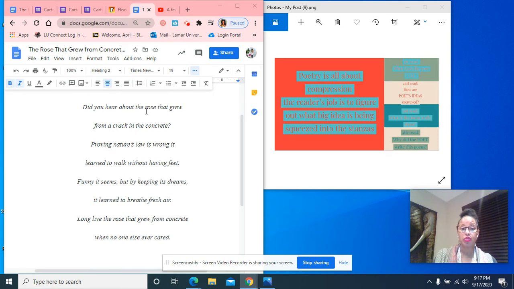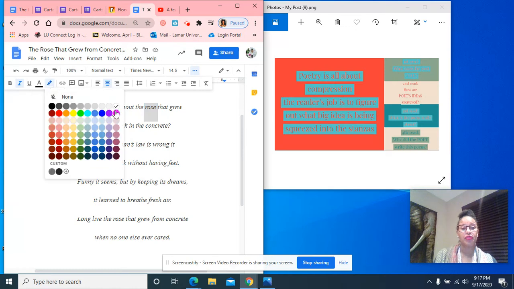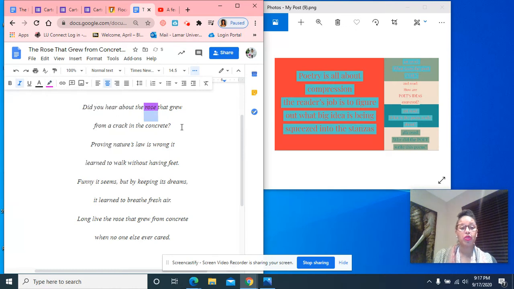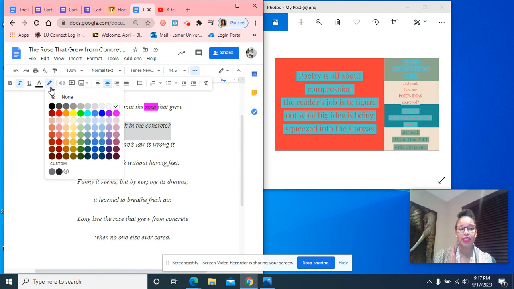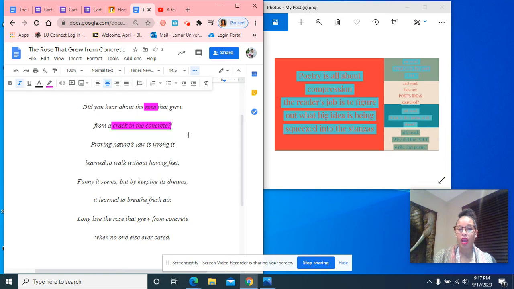Because we're looking at a rose as being something that is delicate. Okay? So let's highlight that. This is a feeling. We're going to highlight it in pink. So a rose is thought of as being delicate, right? And concrete is thought of as being hard and coarse. So if you can take something delicate and it can rise from something that's hard and coarse, then that's a pretty amazing feat, right? So the feeling that I get when I read this is something triumphant, okay?